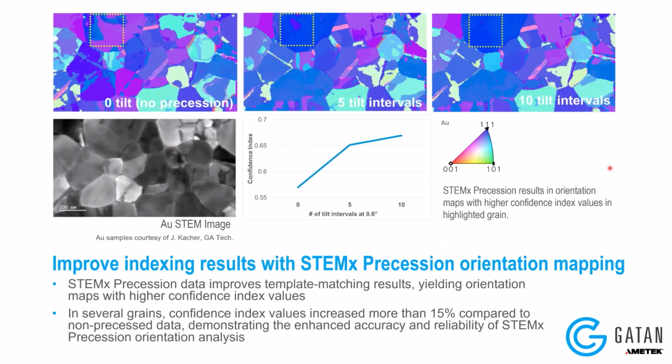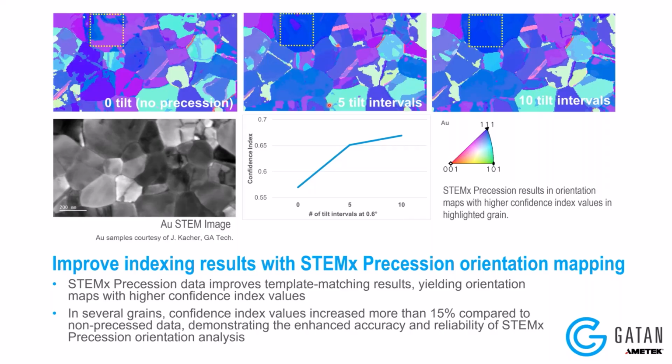And so if we, for example, use that method to now go back to this gold standard sample that we were looking at for assessing the indexing and doing all of our development of STEMx OIM, we can see what the effect of having the precession is on the confidence index that we get. And so here are 3 essentially different orientation maps that we're using. Here on the top left with no precession, in the middle with 5 different tilt positions or rotational intervals in our precession, and then on the right, 10 different rotational tilt intervals that we use.